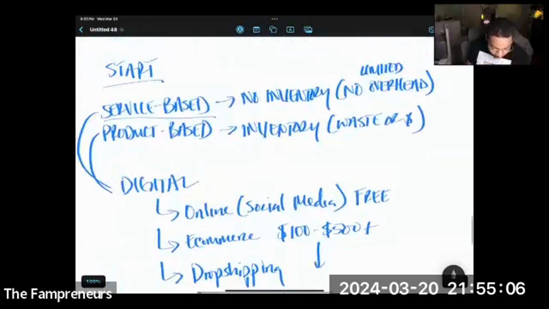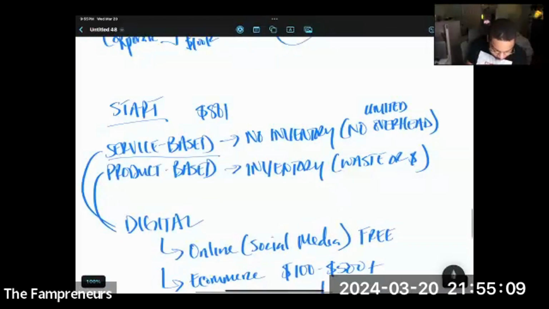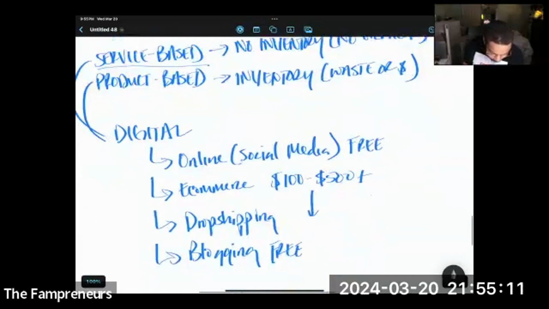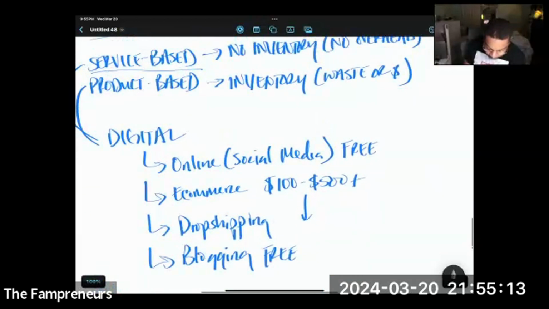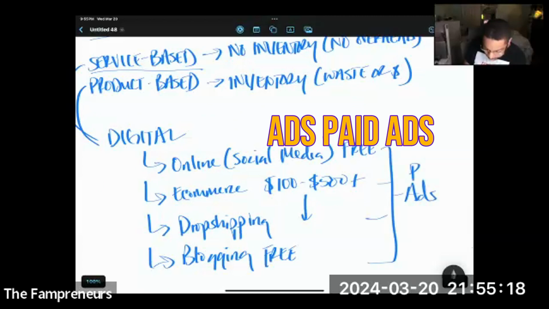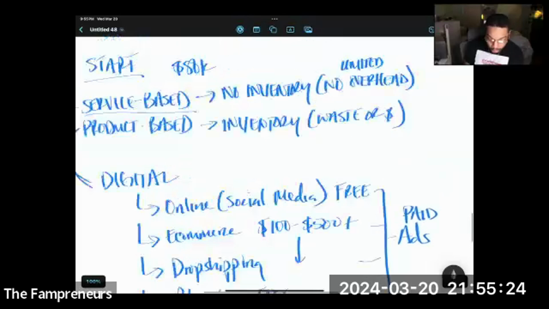And you're probably wondering, well, how does the 80K come into this service part? I meant to say this. This 80K with all these right here can go towards ads, paid ads. Or if you're like, hey, you know what?